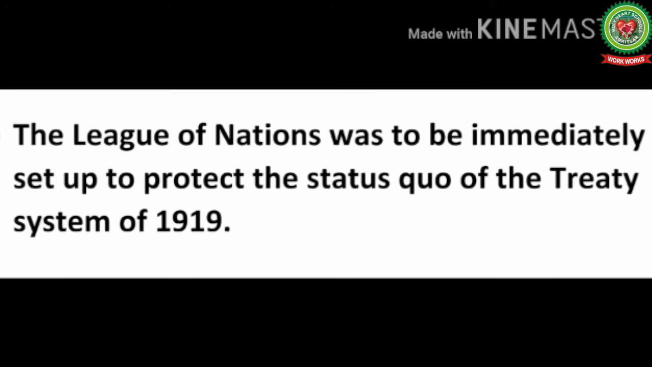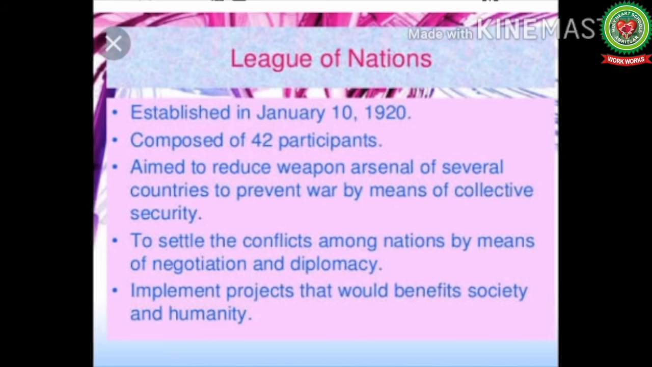The work of the League of Nations was to maintain peace in the world and to see the status quo of the treaty system of 1919. Status quo means the work of League of Nations was to see that all the countries would abide by the treaty system of 1919. League of Nations was established on January 10, 1920, composed of 42 participants, aimed to reduce weapon arsenal of several countries to prevent war by means of collective security and to settle the disputes among nations peacefully and with the help of diplomacy.